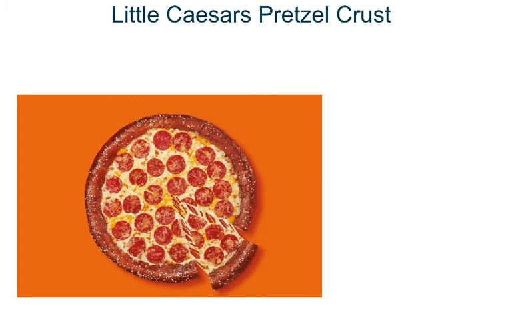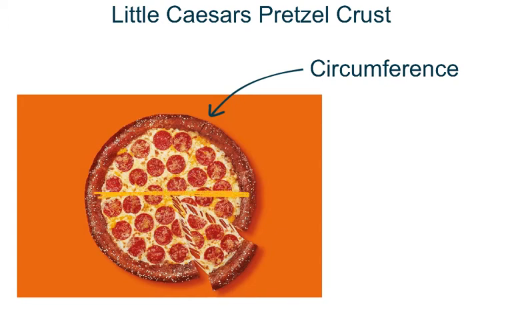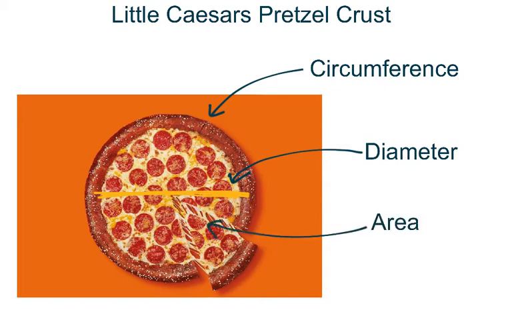Okay, so the first thing I want to do is label parts of a circle. I'm doing this with a Little Caesars pretzel crust pizza. It's called pretzel crust because the crust is all pretzel. So the pretzel part of the crust is all the circumference. So the circumference of the pizza can be represented by the pretzel. The length all the way across the pizza, that would be the diameter. And obviously, if I took half the diameter, that would be the radius.